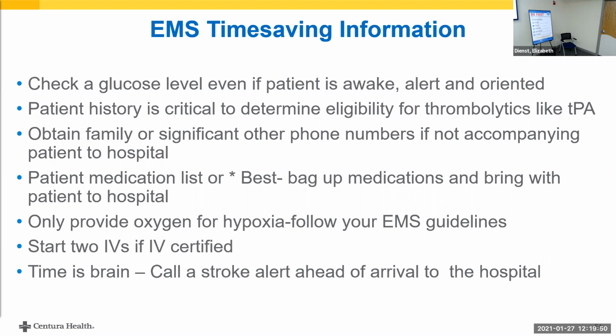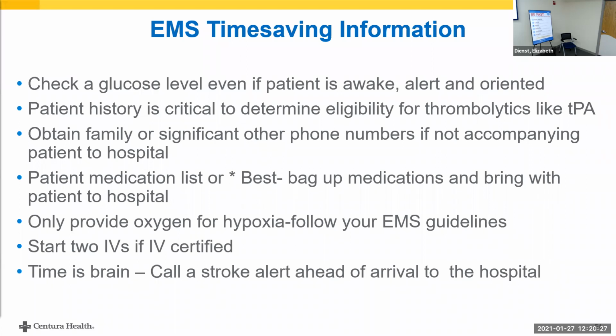The things that are time-saving that you do for us every day: check a glucose level. And if you treat them because they're hypoglycemic and they still look like a stroke, they are a stroke. And continue to check their glucose level because maybe they took too much of their medication and they don't know it, or too much insulin and they don't know it. So patient history is so important. Obtaining a family or significant other phone number and giving that to the nurse and the physician is paramount. We can't tell you how great that is.